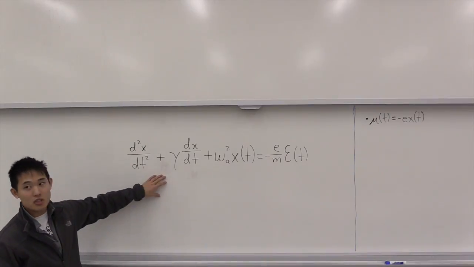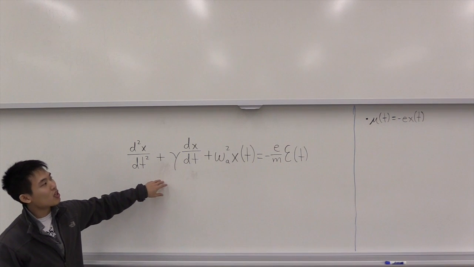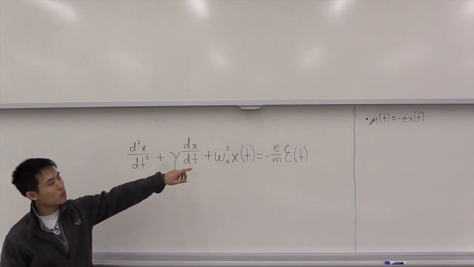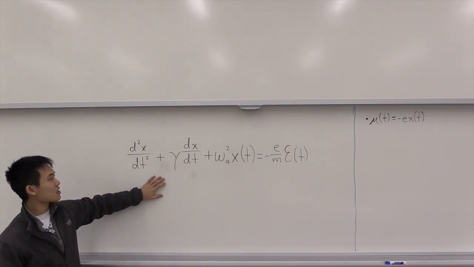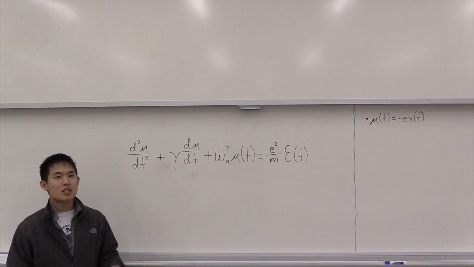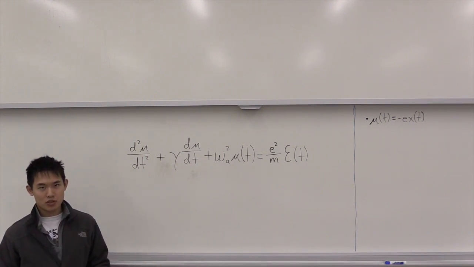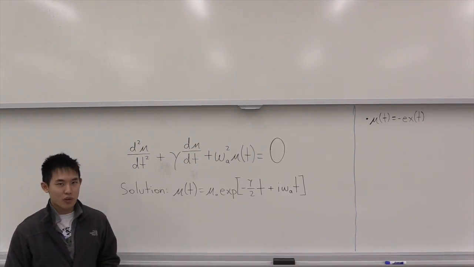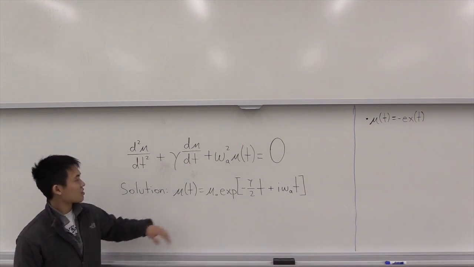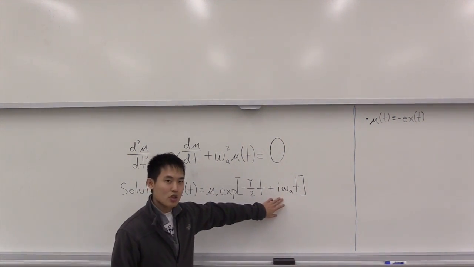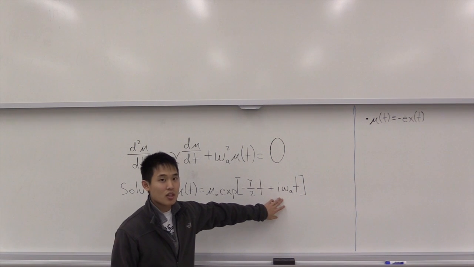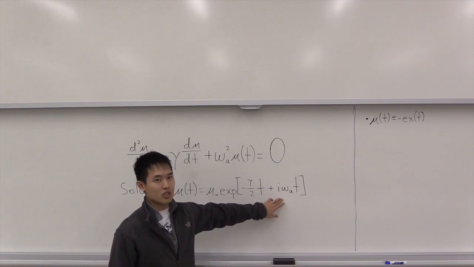Since we have our equation of motion that we found from last video, we can use the relation we just found between mu of t and x of t to convert this into an equation of motion for mu of t. Just like before, we look at what happens when there's no applied field. When E equals 0, we have an exponential solution that looks like this. Remember that the omega a here is actually the omega a prime from the last video. The values are so close though that we just ignored the difference.